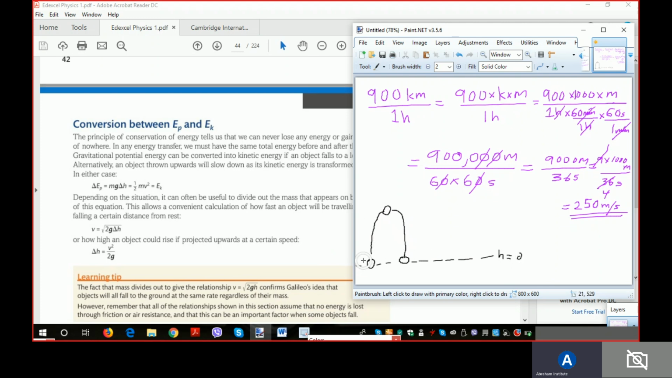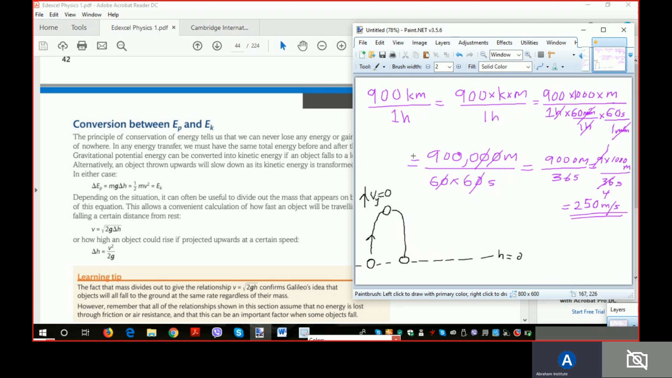Then let's say, since the height is 0, the gravitational potential energy at this level is 0. Then what happens when it is thrown up? At the highest point, it comes to a rest. Since it is thrown vertically, we know at the highest point the vertical velocity is 0.